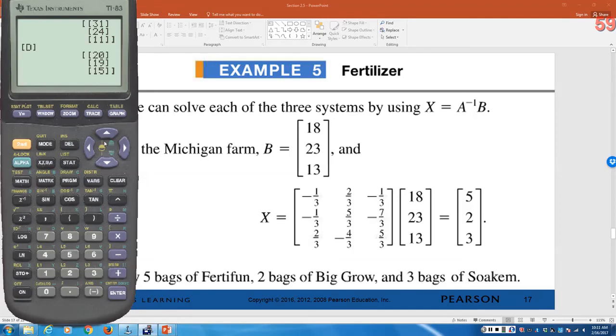So here's how we're going to solve it. We're going to go matrix A inverse times matrix B. So for Michigan, they need to get 5 bags of Fertifund, 2 bags of Big Grow, and 3 bags of Soakum. And at this point, you don't even have to re-enter matrix A inverse. You can just go second enter and change matrix B to matrix C to get your next answer.